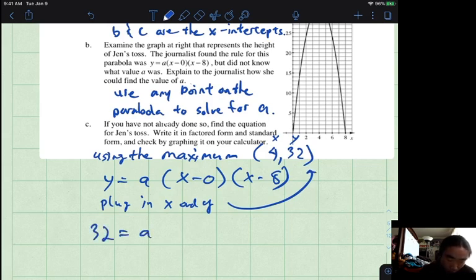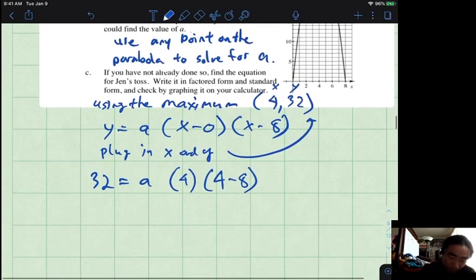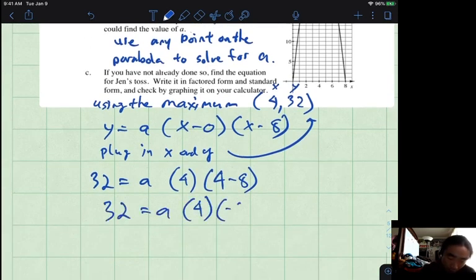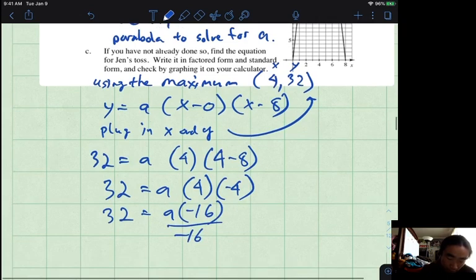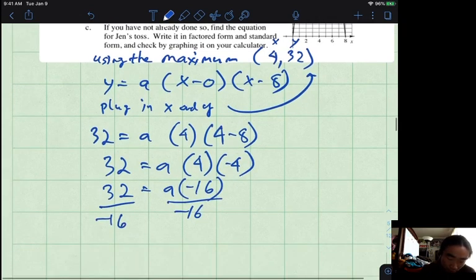32 equals A times, we know what x is, x is 4, and this one is 4 minus 8. 32 equals A times 4 times negative 4. 32 equals A times negative 16. Divide both sides by negative 16. A equals negative 2.